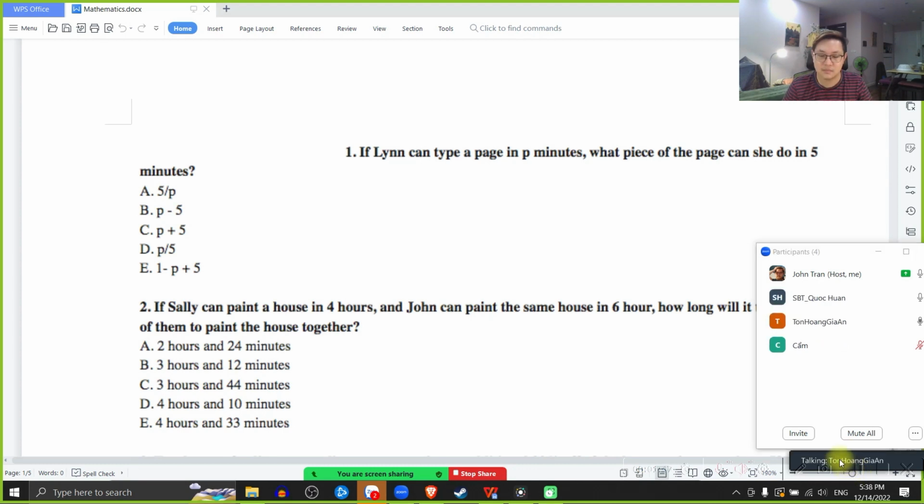I choose A. Who else? Okay, anybody else? Yeah, the same answer. Very good. Because if you can type a page in 3 minutes, that is the velocity, the rate.